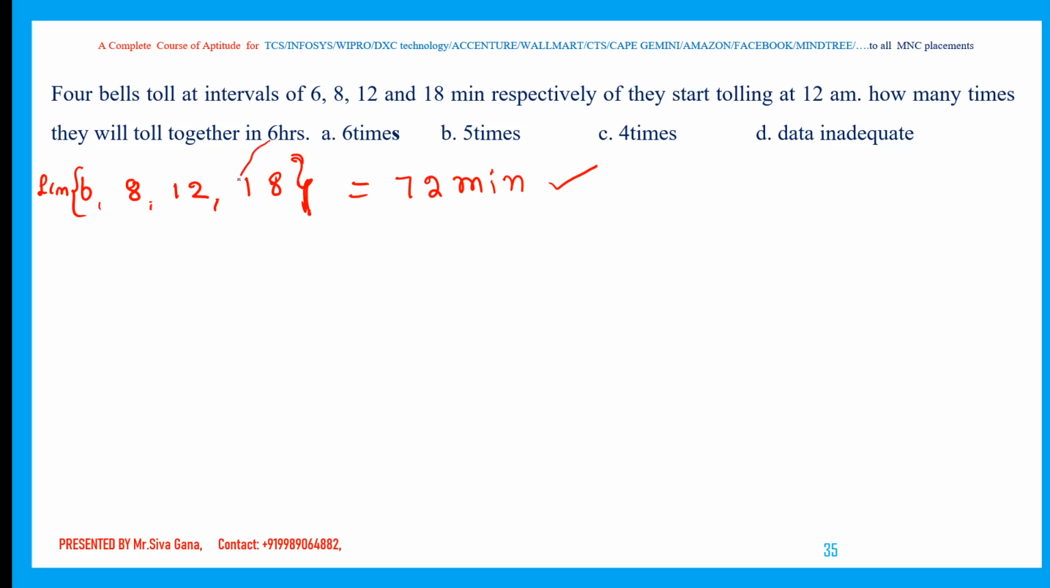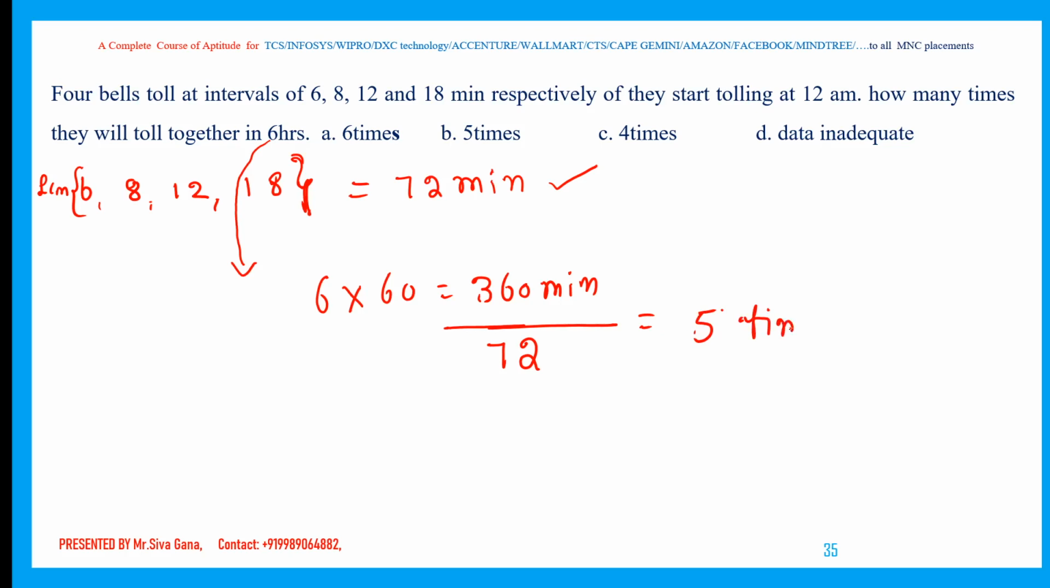Now he is asking how many times they are going to ring together in 6 hours. 6 hours, 6 into 60, is 360 minutes. So in the total duration of 360 minutes, how many times do they toll together? They toll together every 72 minutes. 360 by 72 is 5. So they toll together 5 times in 6 hours.